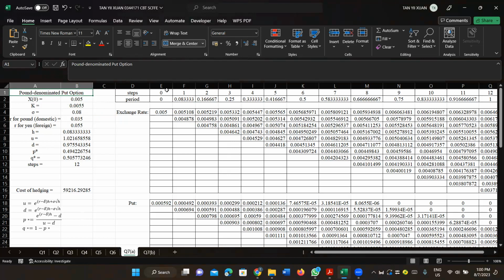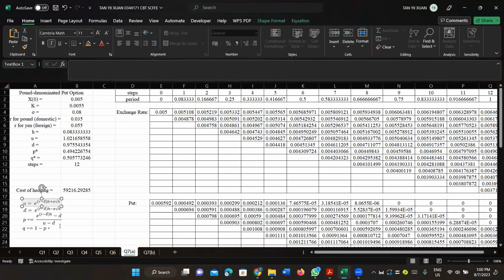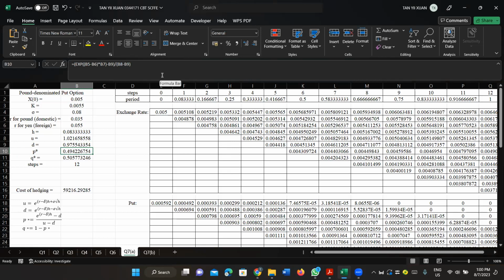Since this is pound denominated, the pound is expected to receive yen. Pound is selling, so we will do a put for pound denominated. And then we need to find the U, using this formula: the exponential power of (R minus delta) times H plus sigma times the square root of H. And D is similar, but we minus sigma times the square root of H. And the P, the probability of going up, is calculated by the exponential of (R minus delta) times H minus D, divided by U minus D, while the Q is 1 minus P.